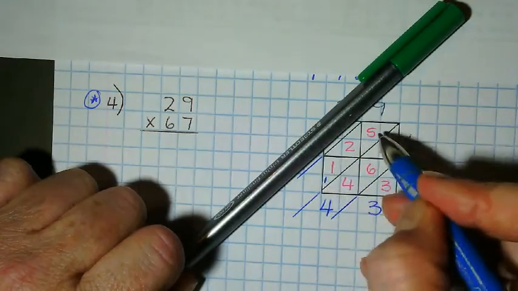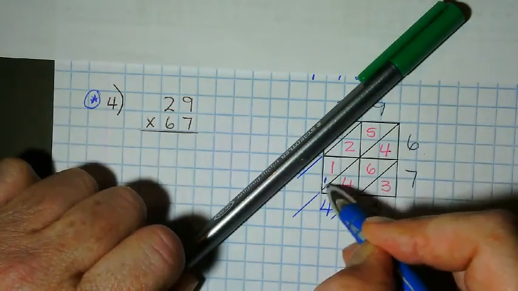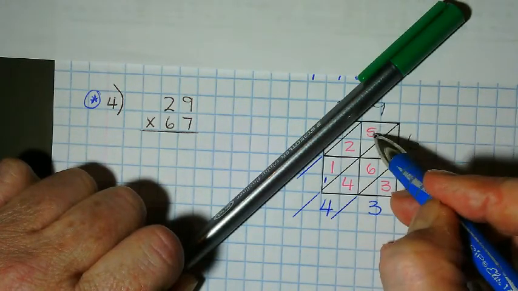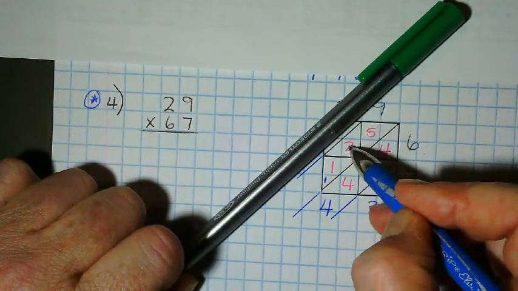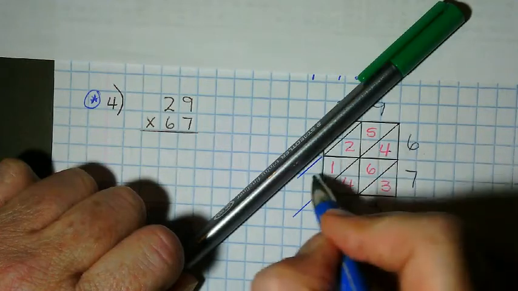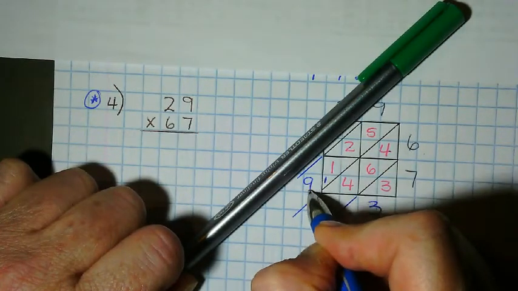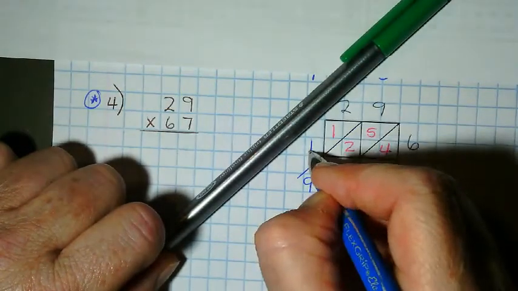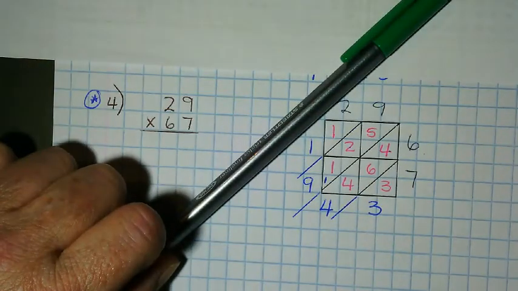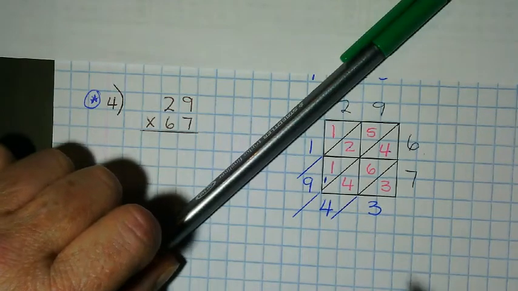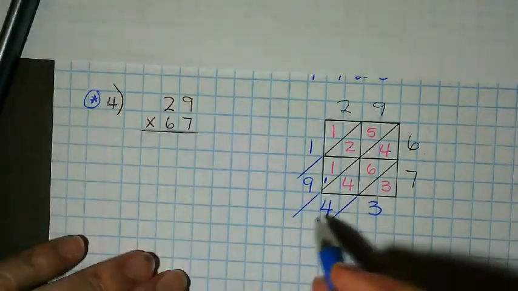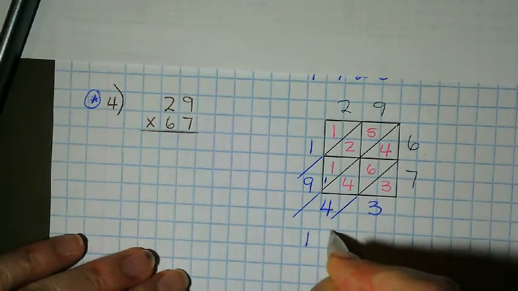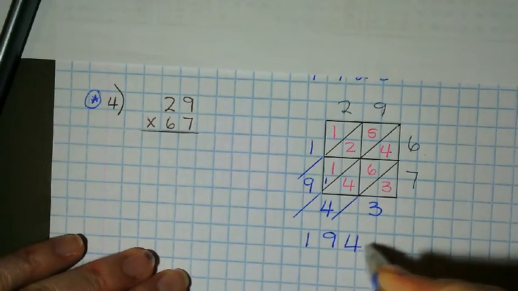Now I can add these ones again, but remember the one that I carried over I must still add. So I'm going to start at the biggest number, 5, 6, 7, 8 and 9. So then my answer will be 9. And then if I look at the last diagonal, it's going to be... Okay, so my answer for 29 times 67 is going to be 1943.